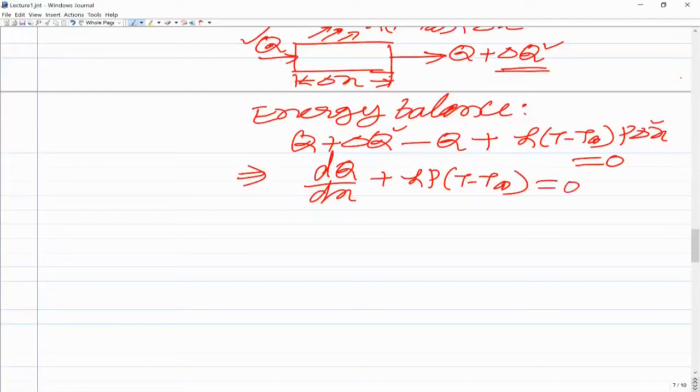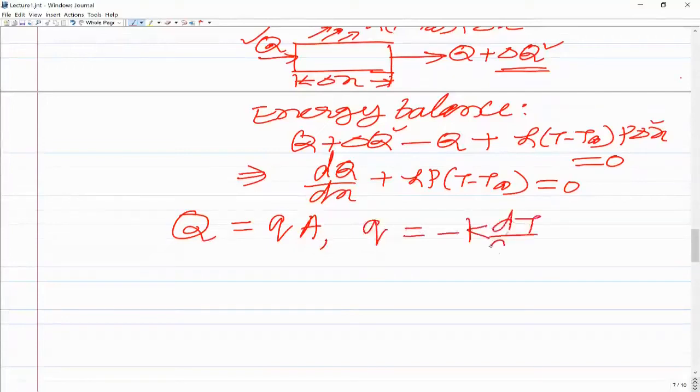Now we finally want to write this differential equation in terms of only one primary unknown, that is temperature as a function of x. For that, let's consider the heat flux, that is heat per unit area. Capital Q, the heat flow at any cross section, is equal to q into A, where A is the cross-sectional area and q is the heat flux, heat flow per unit area. And you would know that this heat flux q can be written as minus k into dT by dx. This is known as Fourier law of heat conduction.